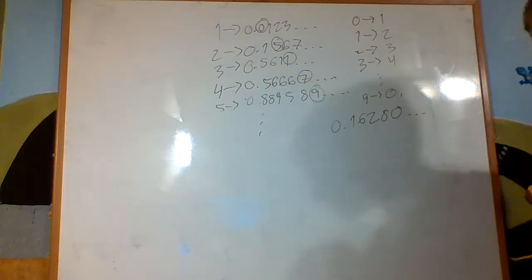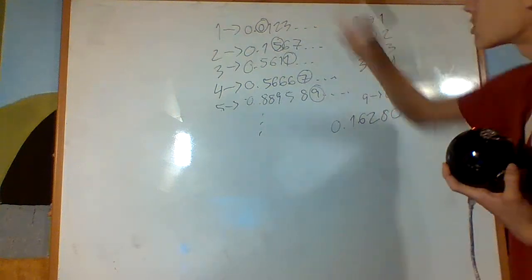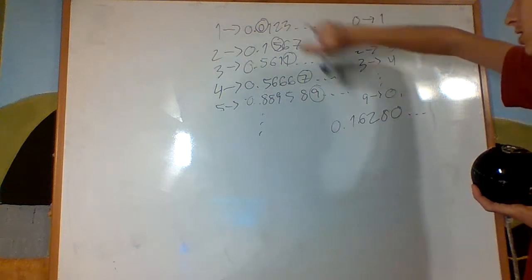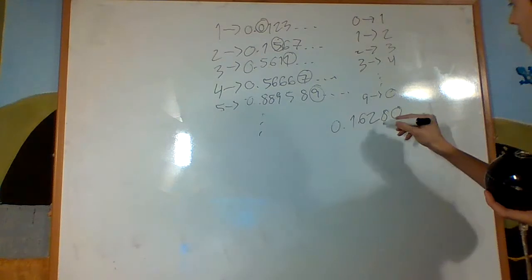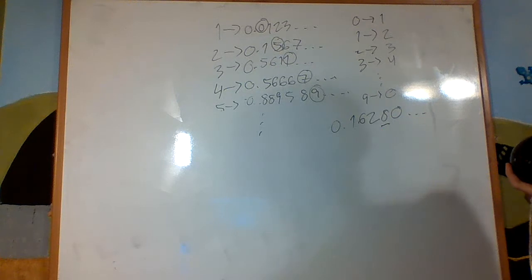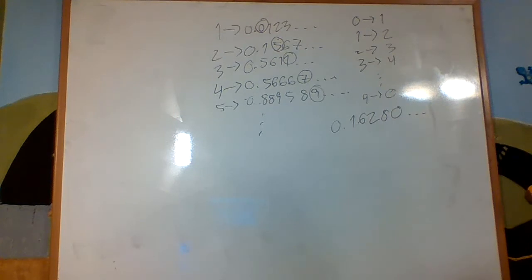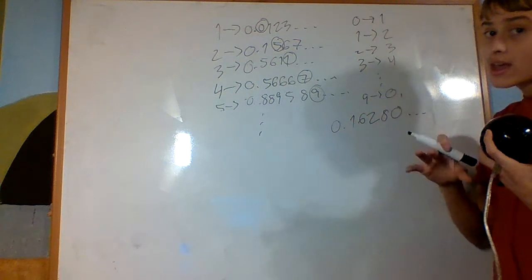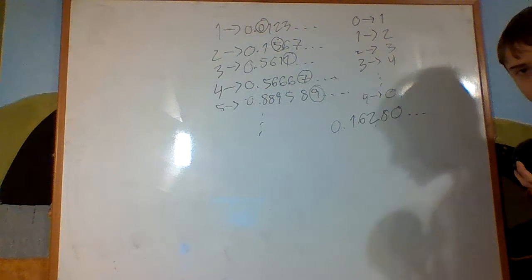I claim this is not on the list. Why is it not on the list? Well, if it were on the list, it's not the first one because it's different in the first digit. Because it's not 0 there. Okay. Is it the second one? No, because it's different in the second digit. Okay, is it the third one? Well, no, it's different in the third digit. So the fourth one? No, it's different in the fourth digit. And so on and so on. It's different from every single one. It's not on the list. It's an infinite decimal that's not on the list. We just showed that no matter what bijection you think you've made, there's a number that you haven't counted.